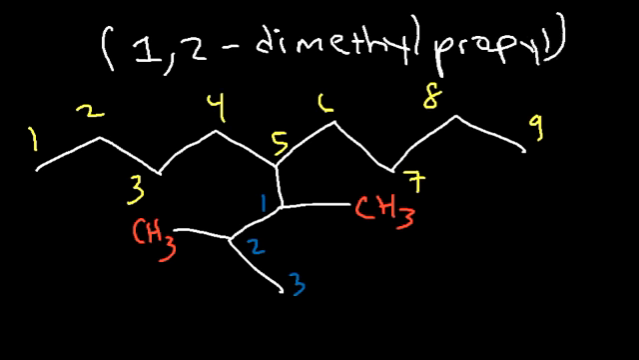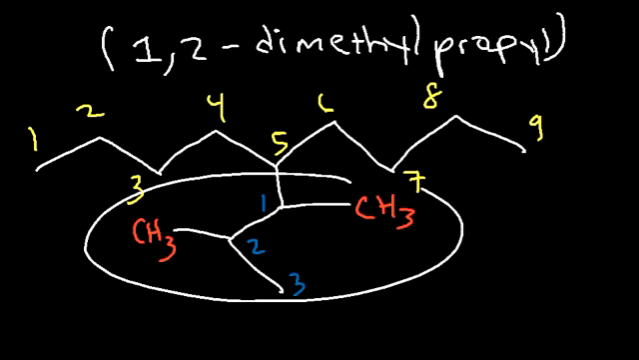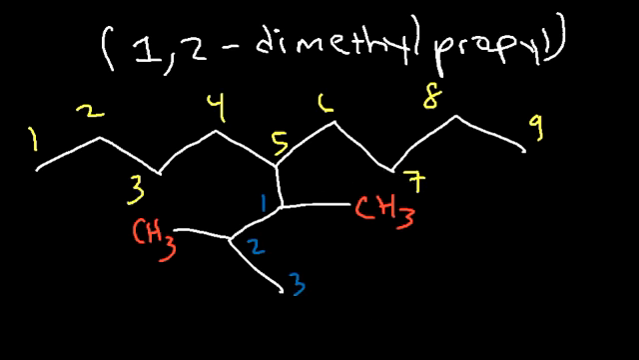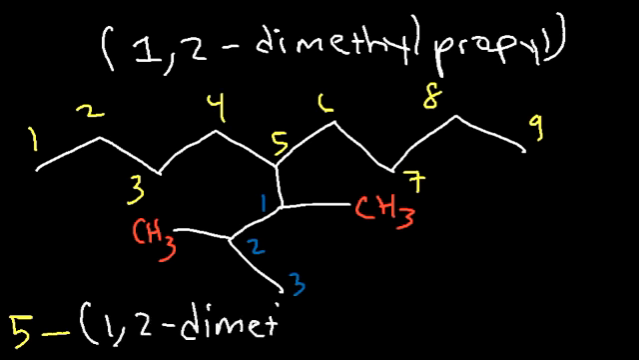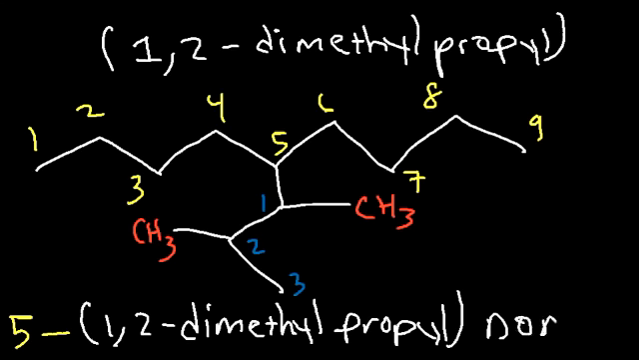So now let's put it together. So the entire substituent is on carbon 5. So it's going to be 5, dash, in parentheses, 1,2-dimethylpropyl, nonane.